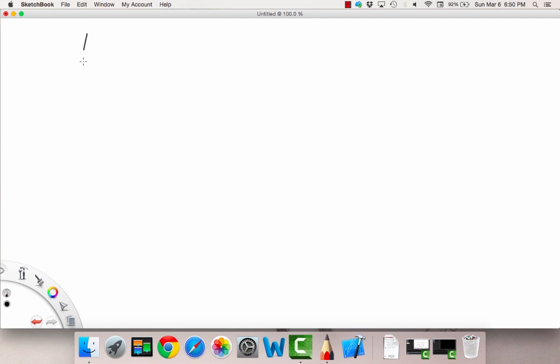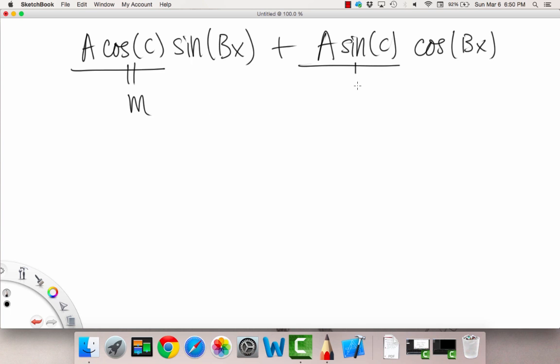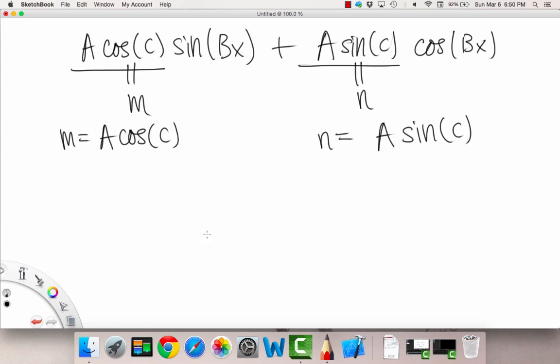So if we match them up, we have something like this: a times cosine of c times sine of bx plus a times sine of c times cosine of bx. Okay, so we're just going to match these up. This is going to be equal to our m, and this thing is going to be equal to our n. And they're just numbers, okay? So if we write m is equal to a cosine of c, and n is equal to a sine of c, we can work with this because we know m and n, because those would have been our givens, okay?